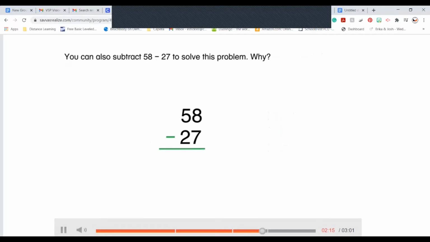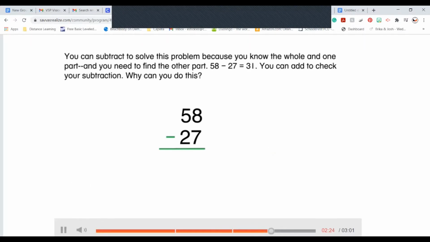You can also subtract 58 minus 27 to solve this problem. Why? We can use subtraction to solve this problem because 58 is the total number of robots that Robert has, and 27 is how many he started with. So if we do 58 minus 27, the number that we get will be our difference. It'll tell us how many he had to buy to go from 27 robots to 58, which is the same answer that we got before.